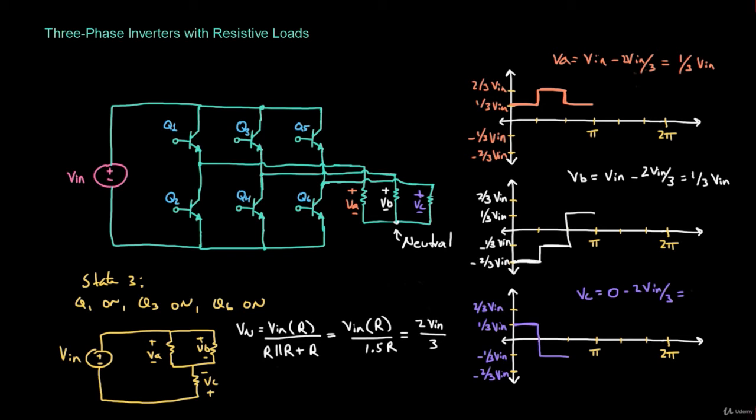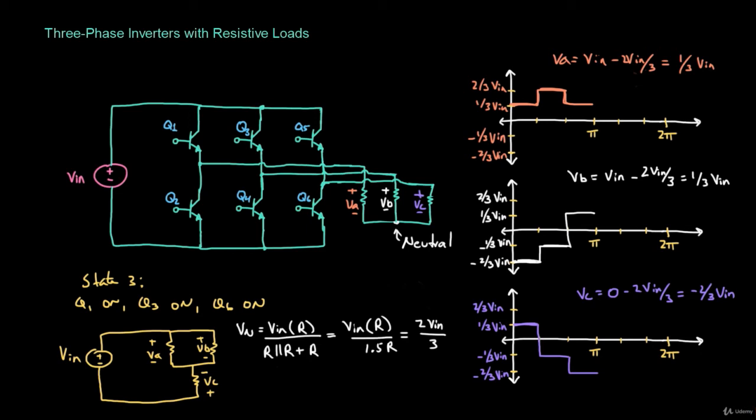So this is equal to minus 2/3 of Vn. So this goes down to minus 2/3 of Vn. So now you can start seeing a pattern. This is why I said that we're just going to calculate the first 3 steps, and then we can see from the pattern what the rest of the waveforms are going to look like.